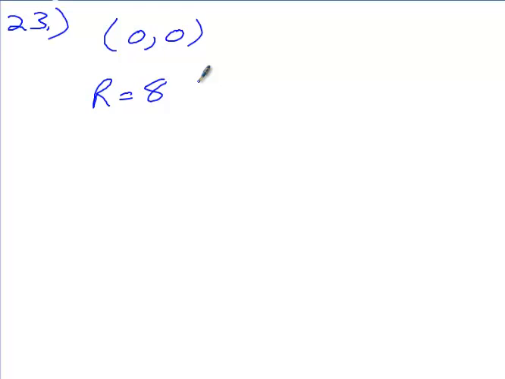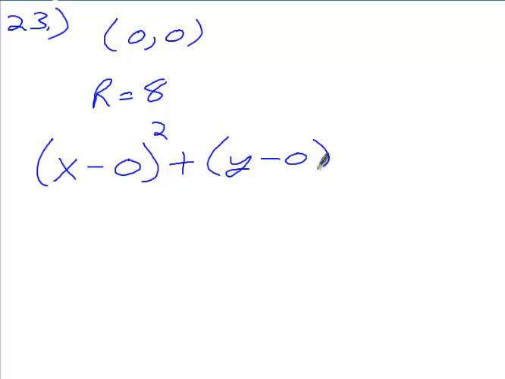Okay, so they're telling you that the circle is centered at 0, 0, right? And the radius is 8. Everybody okay with that? Yeah? So take your standard form and just plug in the information. What's the x-coordinate to our center? 0, right? What's the y-coordinate to our circle? And what's the radius? 8. Everybody okay? What's x minus 0?